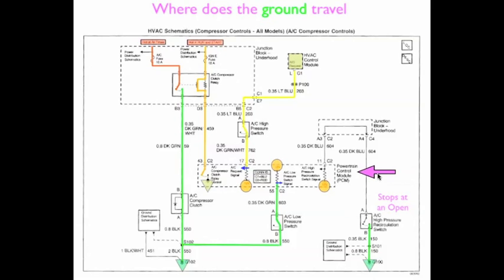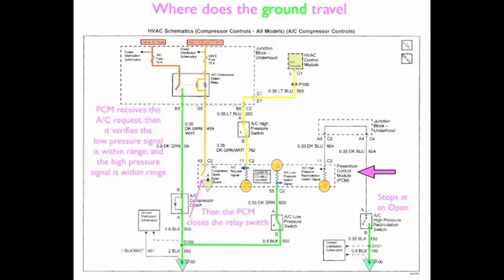So let's see now how this PCM handles all this and what it actually does. The PCM receives the AC request, and then it verifies that the low pressure signal is within range, in a resisted range, and that the high pressure signal, again, is a resisted value and that's within range. So, if all of those circumstances are matched up to the logic inside the software of the PCM, its next step is to then close the relay switch, which is again internal inside the PCM.